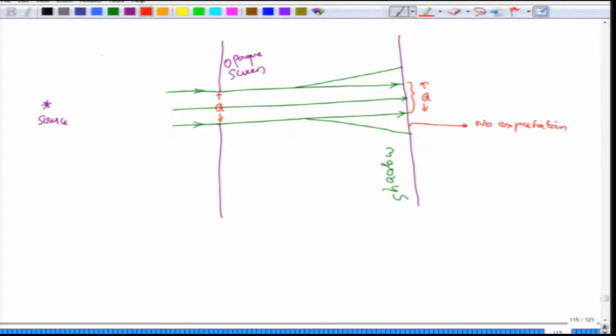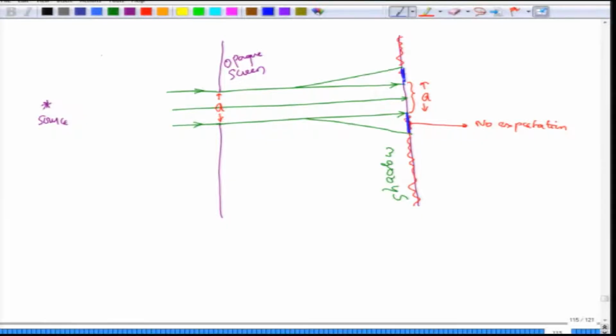There was no expectation of light because we assumed naively that the edge rays would propagate in a straight line and hit this particular observation screen, and all these regions would have been the shadow region. Earlier this would have been the shadow region, but unfortunately that is not true. There will be light in this region.